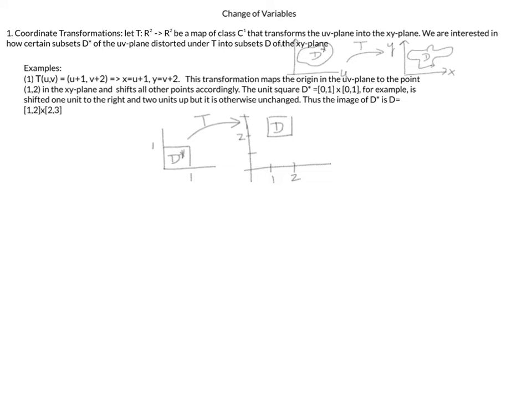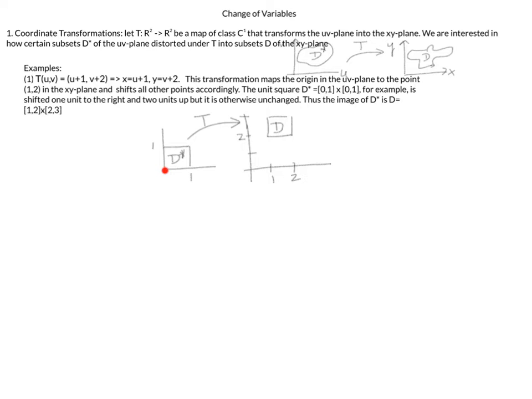Our first example is T of (u,v) is equal to (u plus 1, v plus 2). In other words, the x coordinate is equal to u plus 1. The y coordinate will equal v plus 2. So you can think of this transformation as shifting everything over to the right by 1 because the x is shifted by 1, and shifting everything up by 2 units because for y, you're basically adding 2 to the y direction.